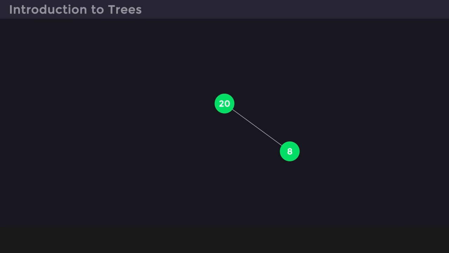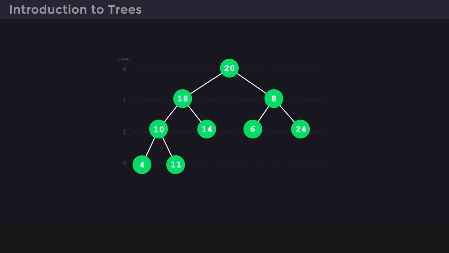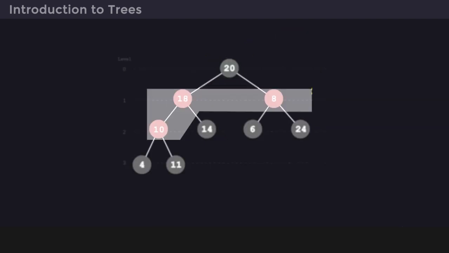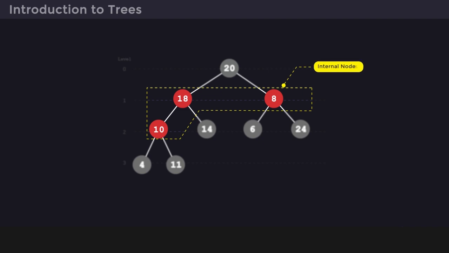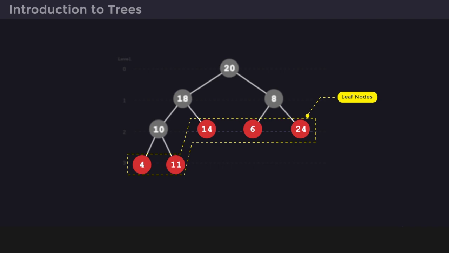Let's have a tree with some nodes and edges. The root node is the topmost node of a tree. Internal nodes are any nodes of a tree that have child nodes. And the nodes without any child nodes are called leaf nodes or external nodes, just as is shown in the illustration.